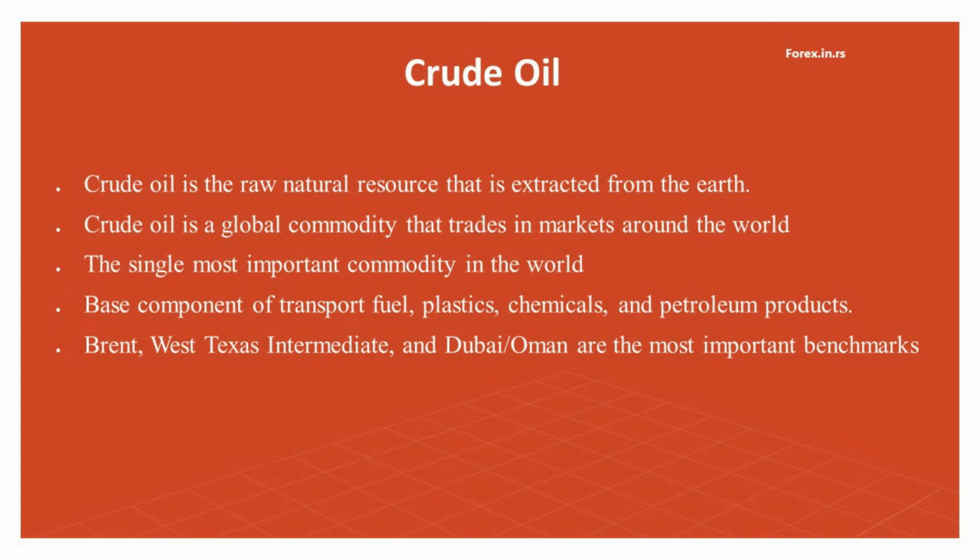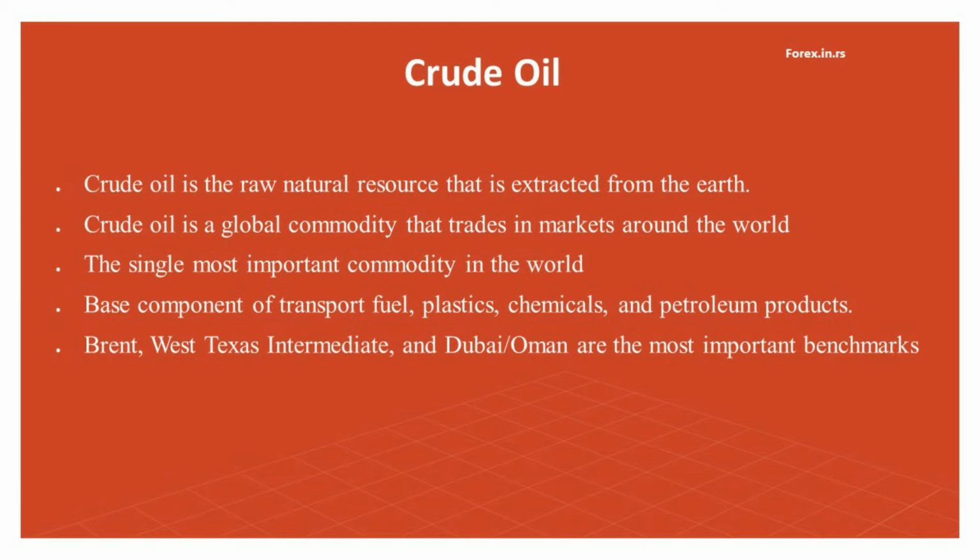Hello traders. Today we're talking about crude oil and how to calculate pips when we trade this asset. Crude oil is the raw natural resource that is extracted from the earth and refined into products such as gasoline, jet fuel, and other petroleum products. Many economists agree that crude oil was and remains the single most important commodity in the world, and it's a primary resource of energy production.